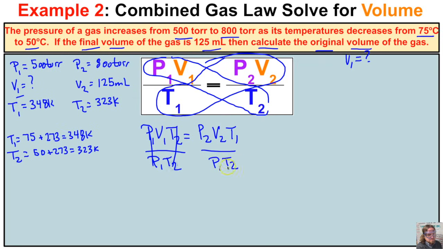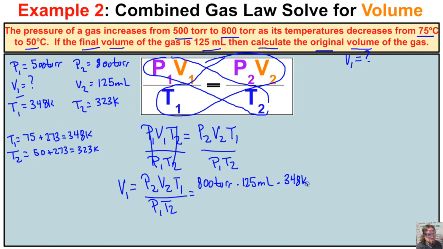These will cancel out on both sides, and so the formula that we're going to use to solve this problem is V1 equals P2 times V2 times T1 all over P1 times T2. So here we go. Let's plug these numbers in here. P2 looks like it's 800 torrs times V2, which is going to be 125 milliliters, times T1, which is going to be 348K. We're going to divide this by P1, which is 500 torrs, times T2, which is going to be 323K.